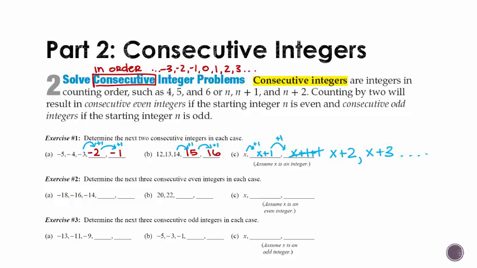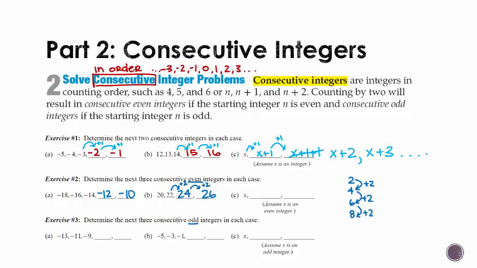So then you'd have even integers and odd integers. So if you think about numbers that you have, if I give you even numbers like 2, 4, 6, 8, instead of going up by 1, each of these go up by 2. Because if you go up by 1, you don't get an even number, you get an odd number. So if I give you -18, -16, -14, we'd add 2 more to get -12, and then 2 more to get -10. Or 20, 22, 24, 26. Either way, we're adding 2 each time for even integers.